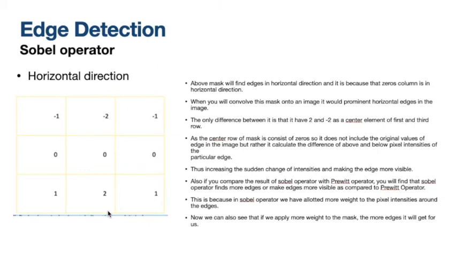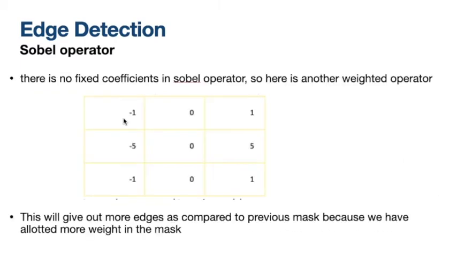This is because in the Sobel operator, we have allotted more weight to the pixel intensities around the edges. Now we can also see that if we apply more weight to the mask, the more edges it will get for us. Since we have given more weight, it is going to detect more edges compared to the Prewitt operator mask. And there is no fixed coefficient in the Sobel operator, so here is another weighted operator.